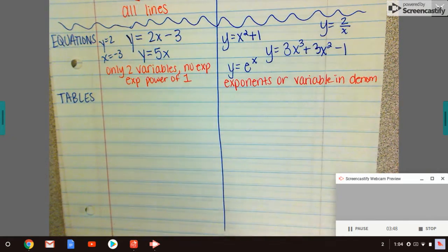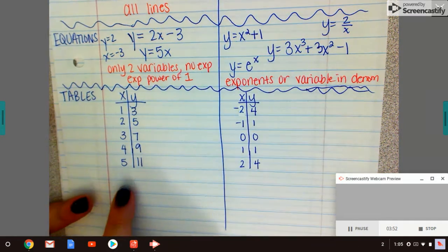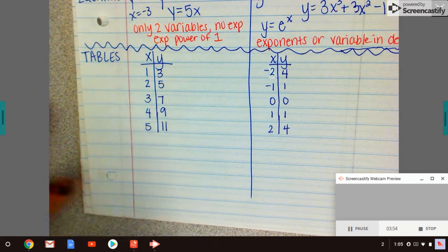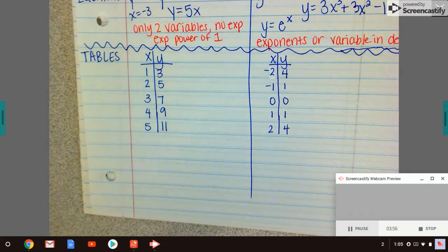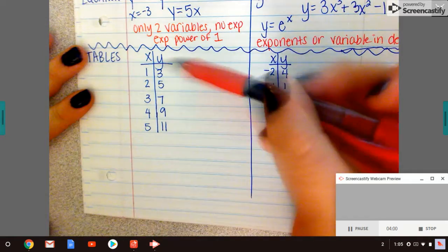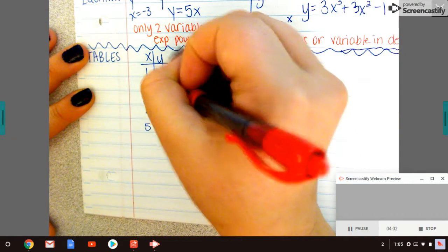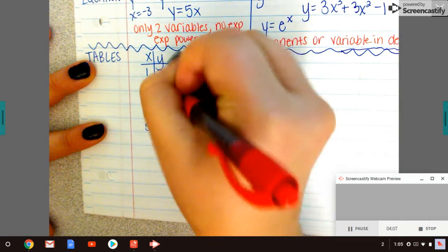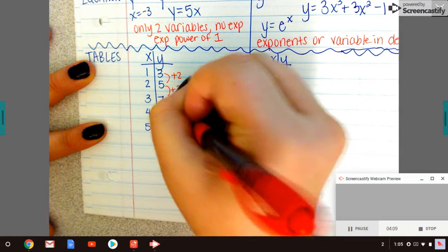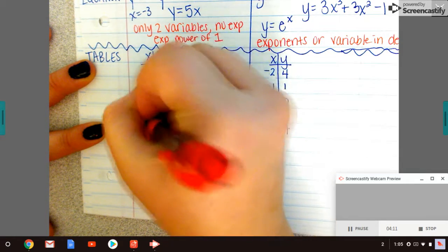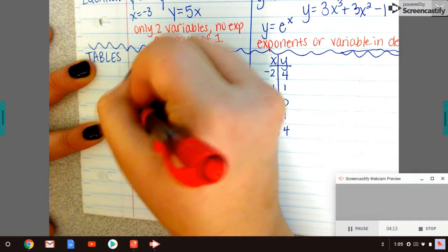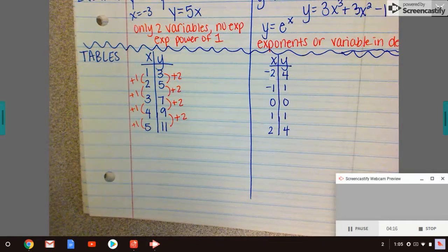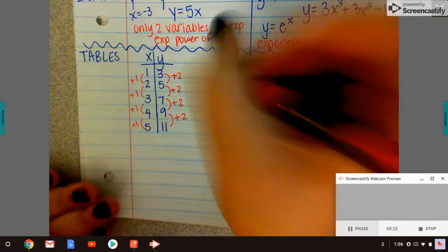The last thing I want to look at is the tables of those. The tables here, let's look at first the linear one. So on this one, if I was given a table of x, y values, let's look at some things that are happening here as a pattern. So notice that all of the distances between our y coordinates is the same. Each one went up 2, as each one of these x ones went up 1. So what we'll say here is that there's a constant rate of change.